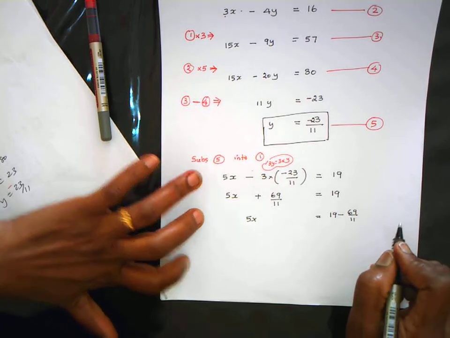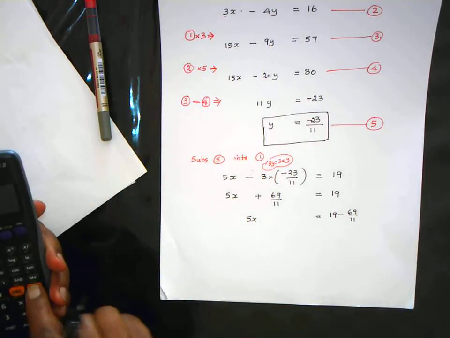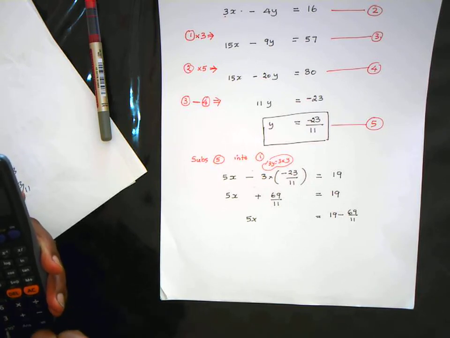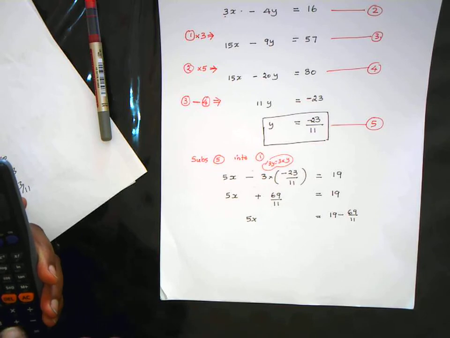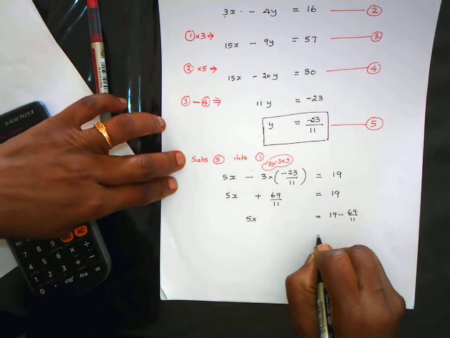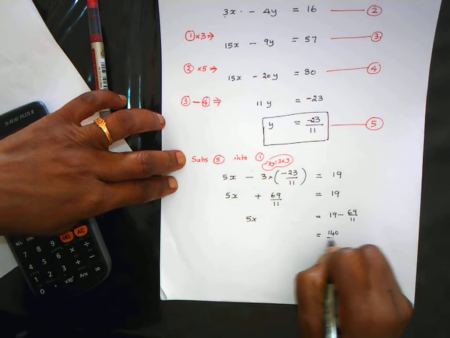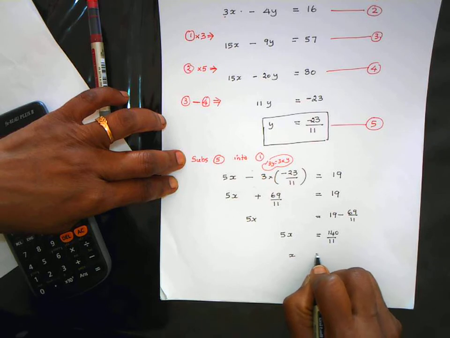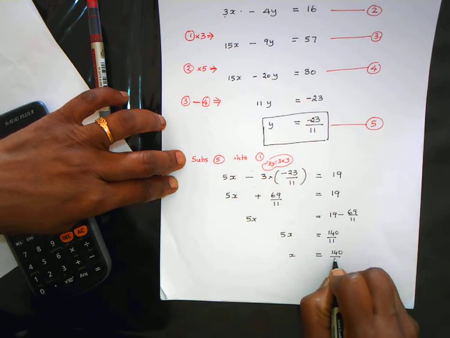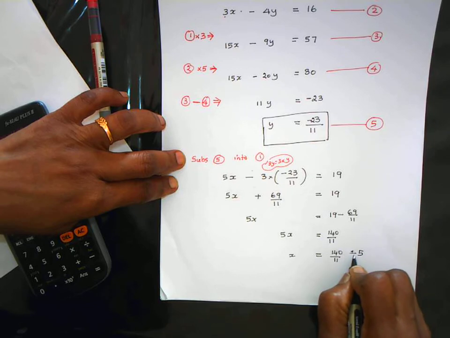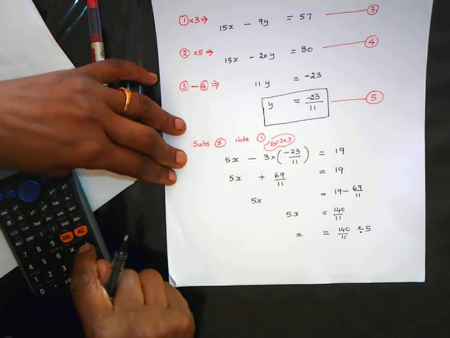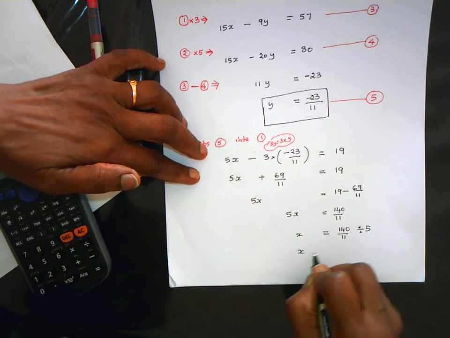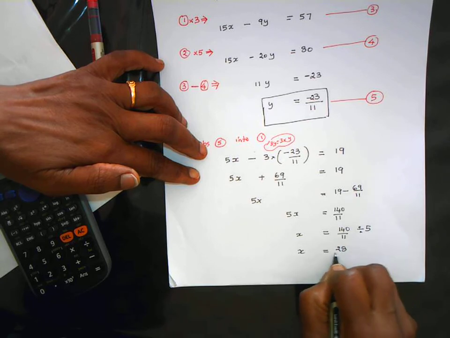So 5x equals 19 take away 69 over 11. If I do that, 19 minus 69 over 11 gives you 140 over 11, which is 5x. Now you want x, so you divide this by 5, which gives you x equal to 28 over 11.